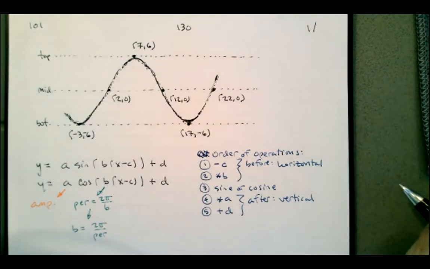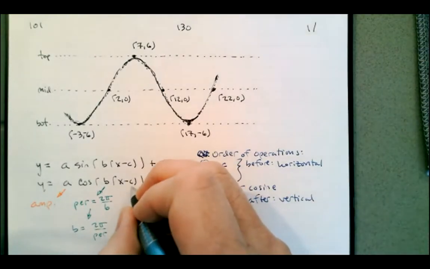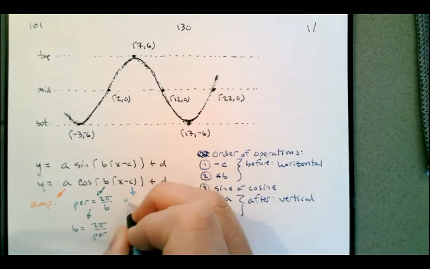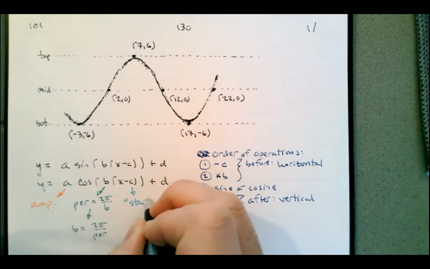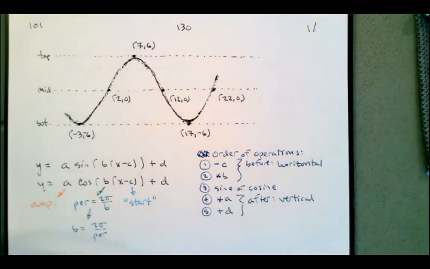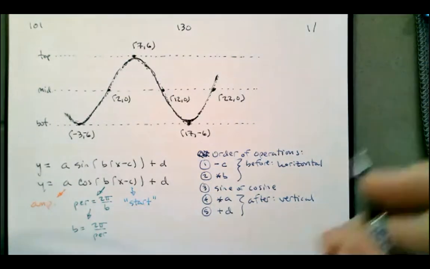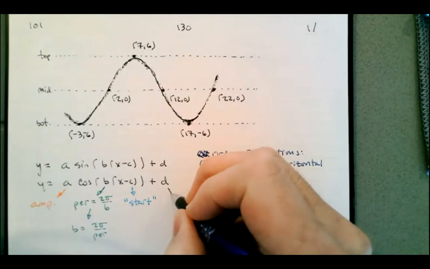C is addition before the function, so that's going to be a horizontal shift. And the way we wanted to think about C is as the start. So whatever point we pick as the start, the x coordinate is going to give us the c. So c is going to be our start. Since the graph goes on forever in both directions, I put it in quotes. That's where I'm thinking of the middle of the graph, but the middle horizontally. So that's why I didn't call it the middle. And then the plus d is going to be where the middle is.